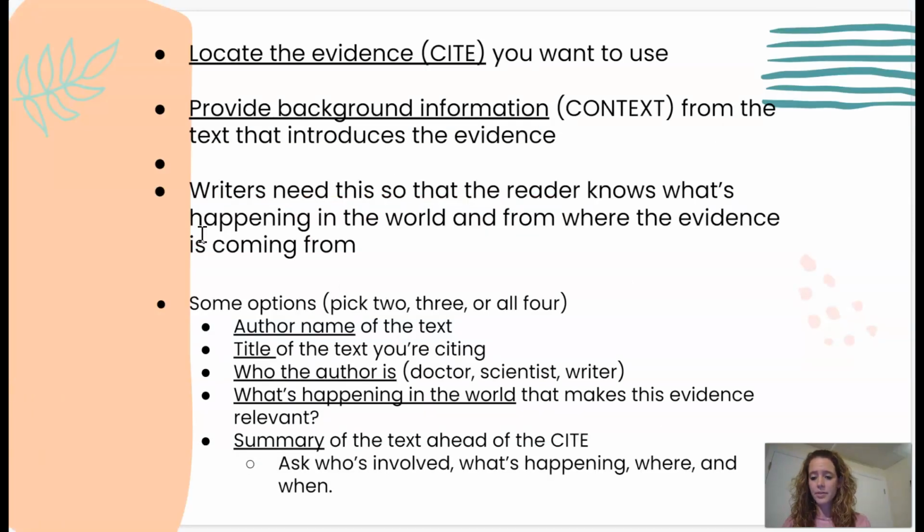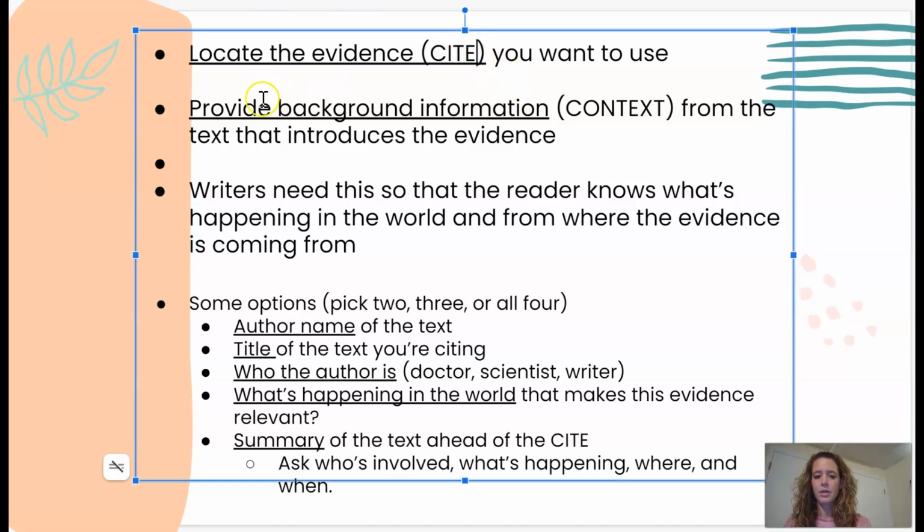Okay, there's a lot of words on this slide, but it's pretty simplistic. You've located the evidence, right? You've done the cite. That's number one, okay? And then you need to provide background information, context from the text that introduces that evidence.